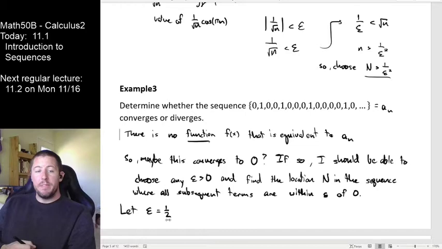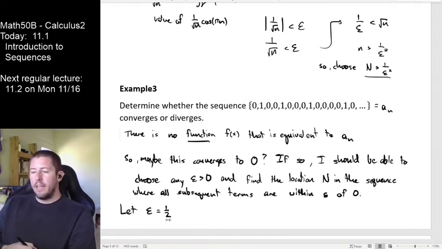Right? What I'm saying here is, suppose I want to find a margin of error of 1/2 from zero. What I'm then saying is, if this thing really did converge to zero, then it should be the case where I can go to some capital N, some location in this sequence, where all values beyond it are within 1/2 of zero. Notice that the number 1 is not within 1/2 of zero.